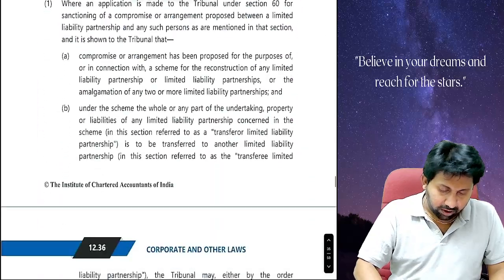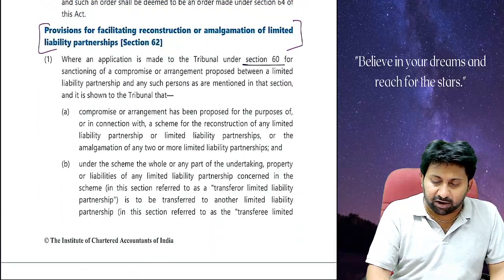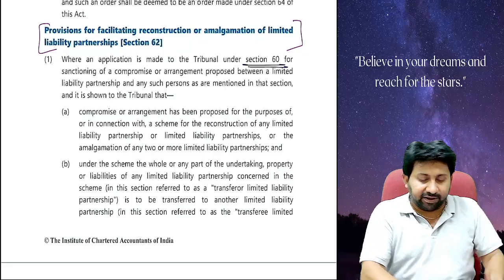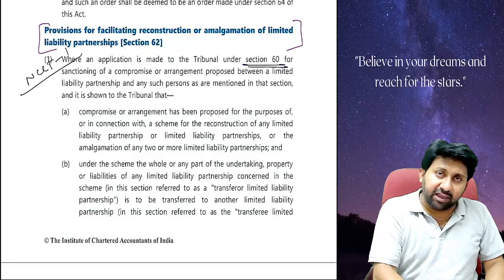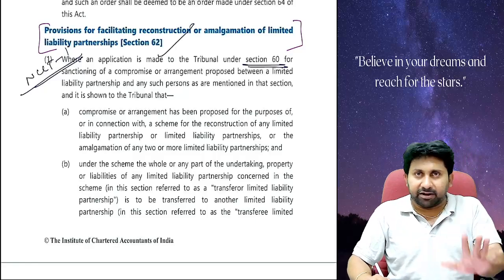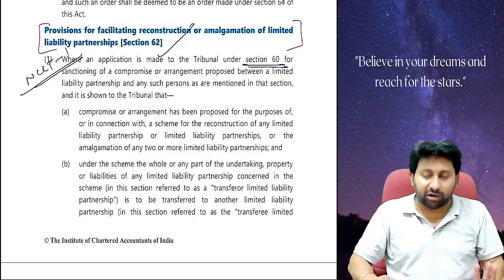See here. Where an application is made to the tribunal under section 60. What do you mean by that? Same application, the NCLT one form is there. The same NCLT one form will apply for 60 and also for 62. Same application form you take. There you will tick on compromise. Now here you tick on amalgamation.